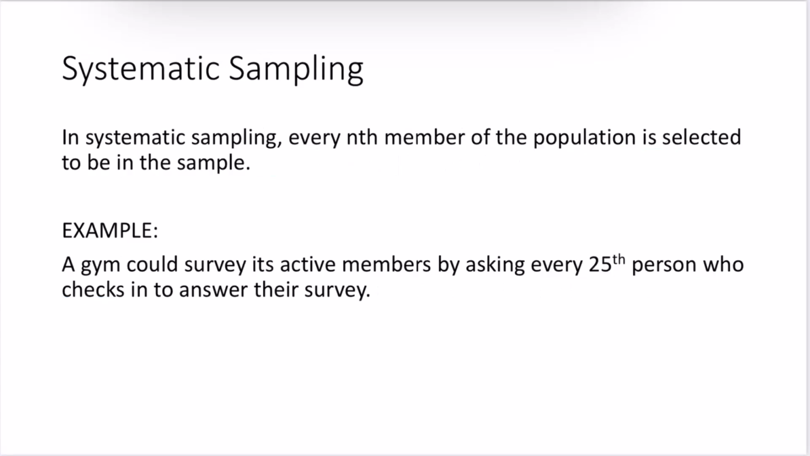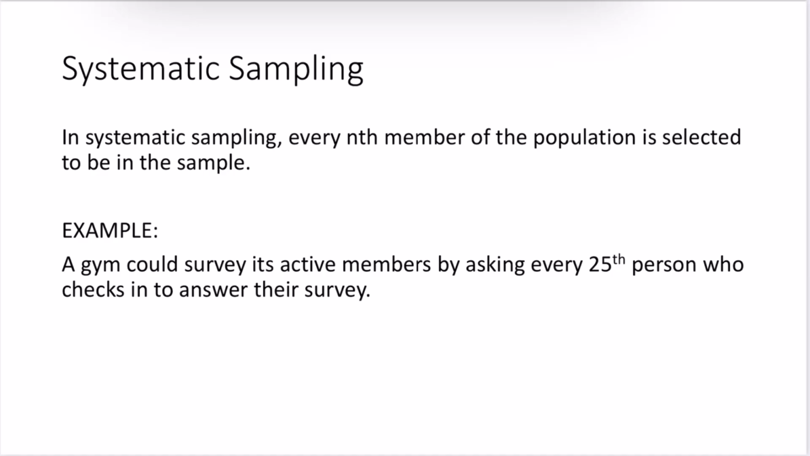The next type of sampling is systematic sampling. In a systematic sample, you basically select every nth member of the population to be in the sample. So for example, a gym could survey its active members by asking every 25th person who checks in to answer the survey.